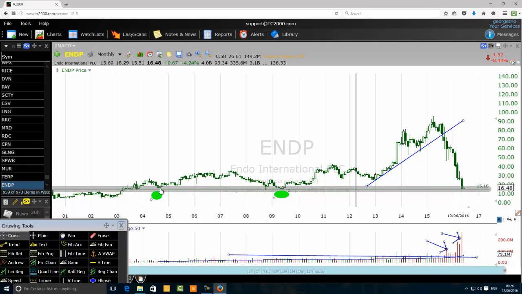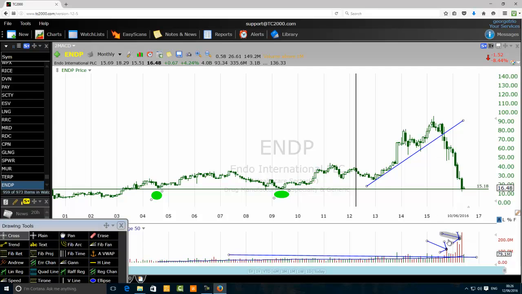But each time the price touched this level, people bought it, and then it went up, and then pulled back again to the same level. And as soon as the price touches this level, people are buying. So the smart money is buying this stock at Indo International PLC at $15.18. So here there is another scenario.